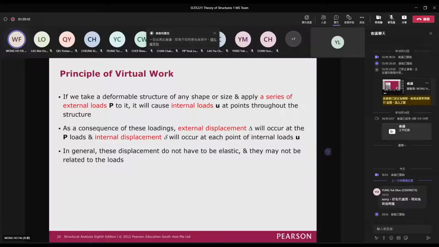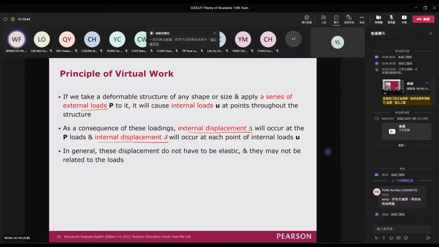Virtual means that it is not real. So here, first of all, you need to consider a structure, which can be of any shape. For this structure, a series of external loads P is applied. These loads will cause external displacement of the structure, and at the same time some internal displacement delta in the structure.